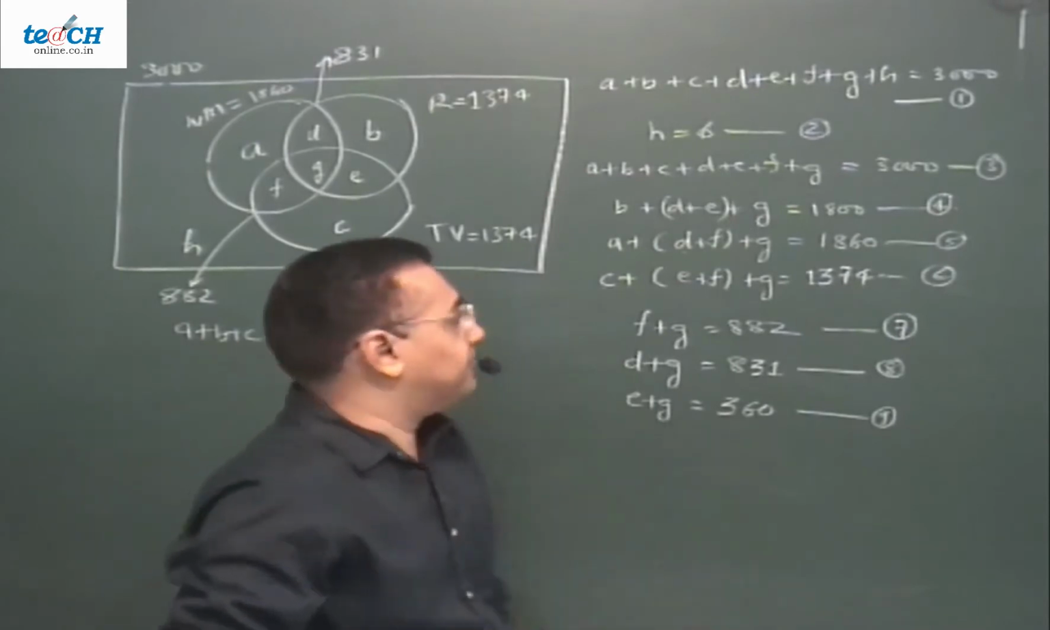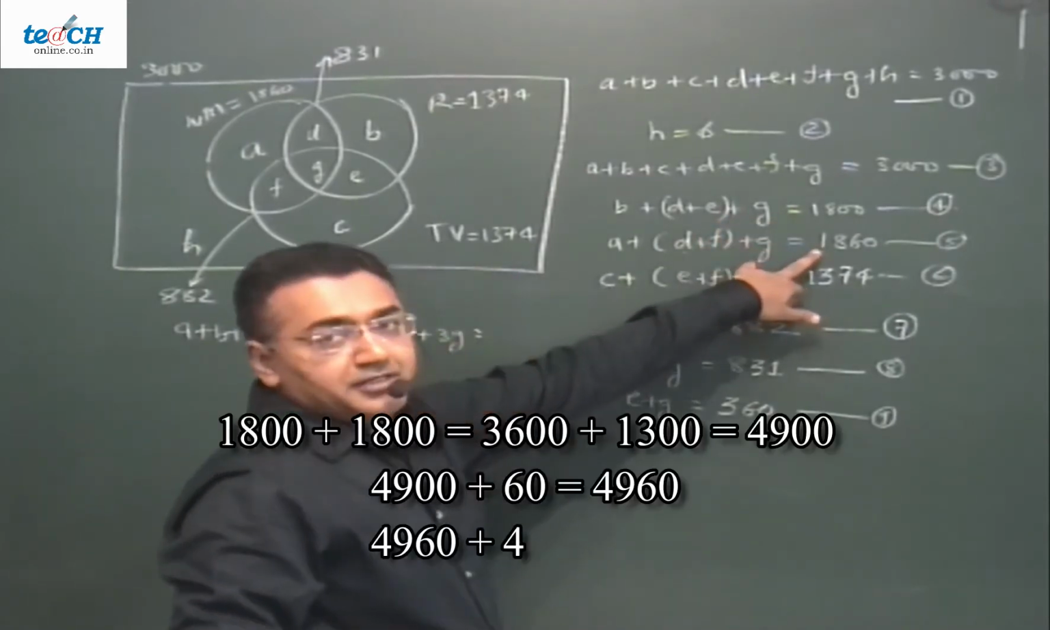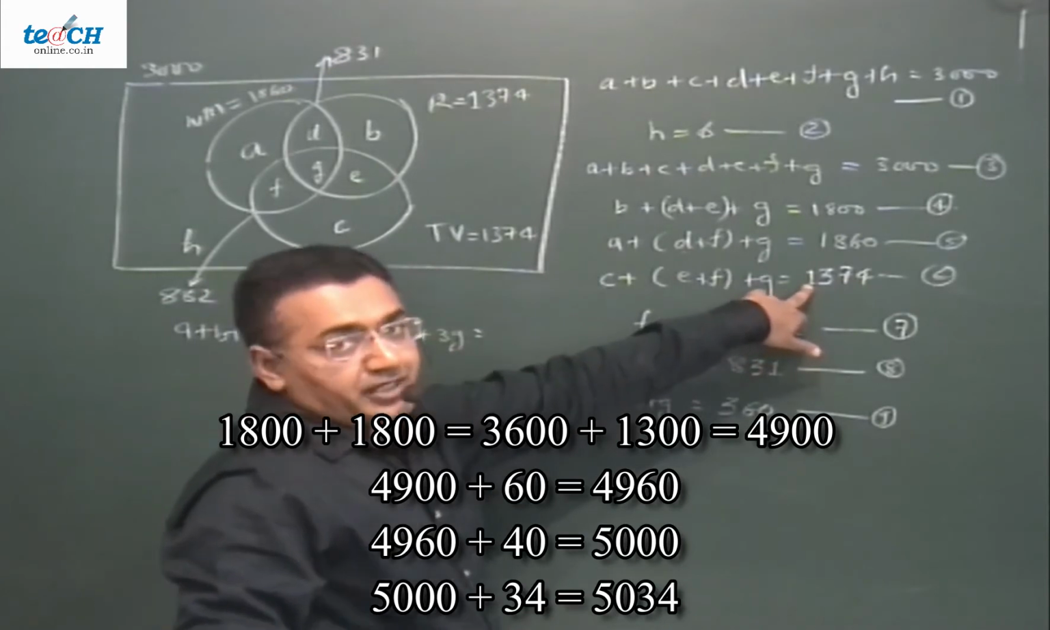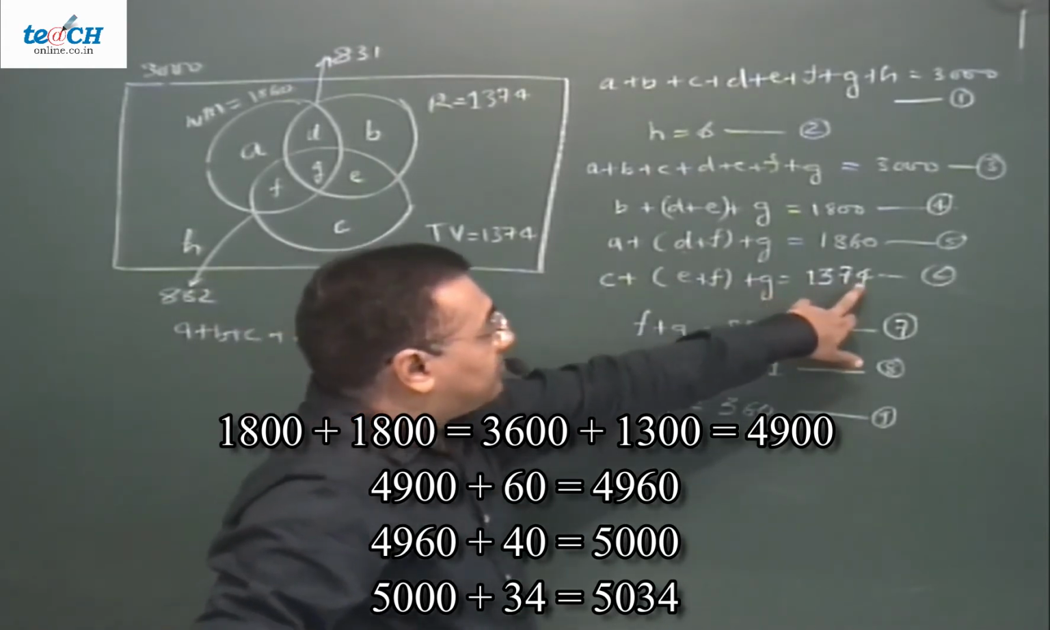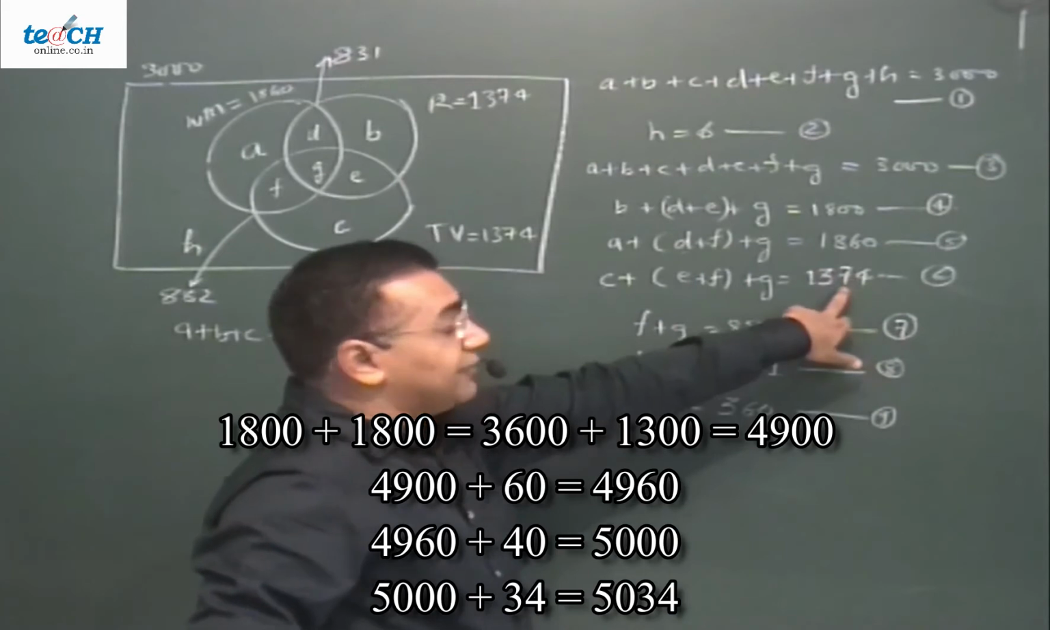Carefully check if I'm right. 1800 into 1800 is 3600. 3600 plus 1300 gives you 4900. 4900 plus a 60, 4960. I need 40 more to make it 5000.